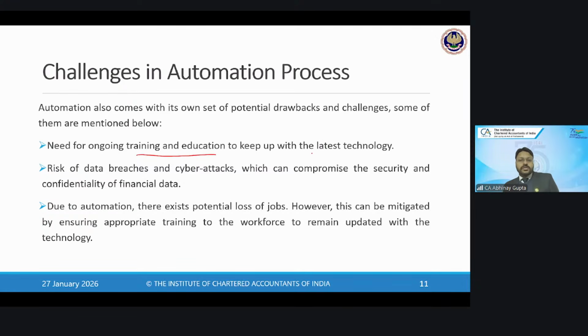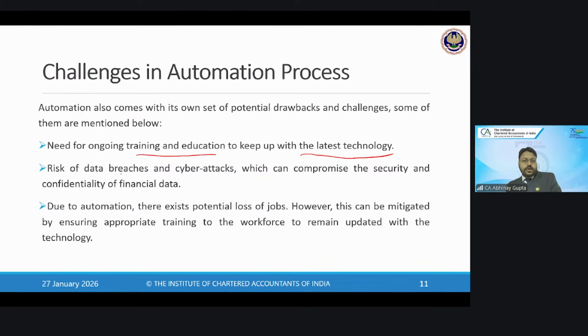And if the technology is changing, we need to keep up with the latest technology, because if the technology is changing and we are not adopting, then we will be outdated, we will be out of the business, right?